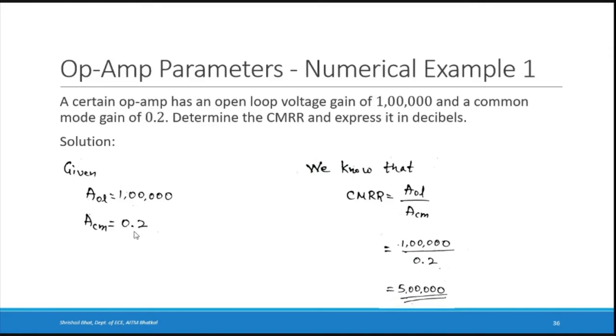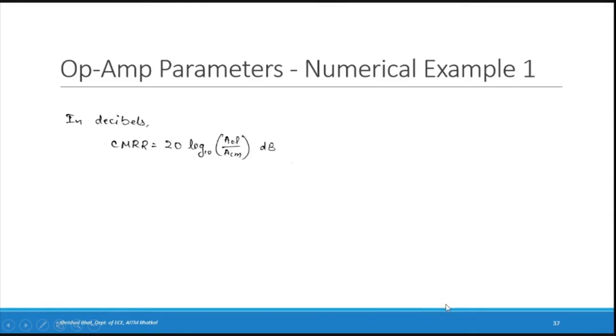It's a large value. That's why we express that in decibels. So in decibels, how to find that? It is 20 log of this value. That will give the value in decibels. So CMRR in dB is 20 log of AOL by ACM. AOL by ACM we have found to be 5 lakh. You can use your calculator and find this value: 20 into log 5 lakh. What is log 5 lakh to the base 10?